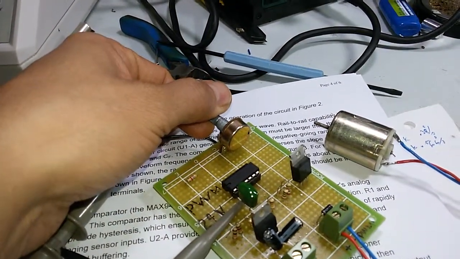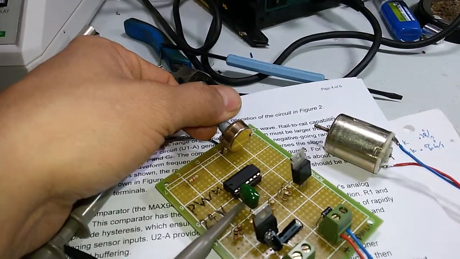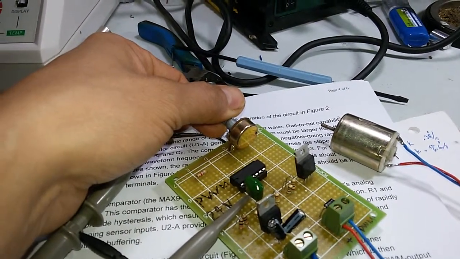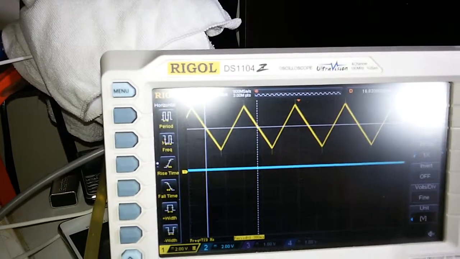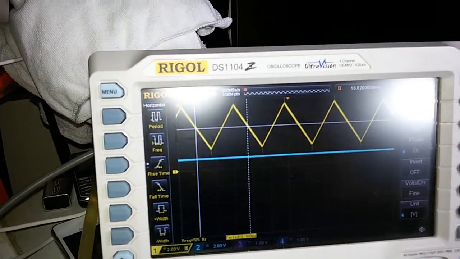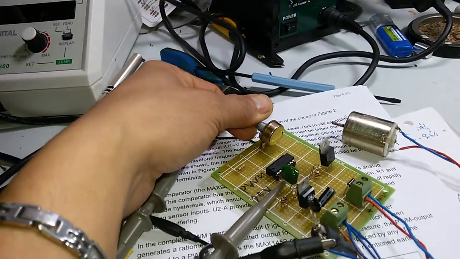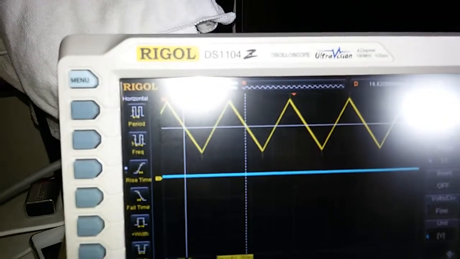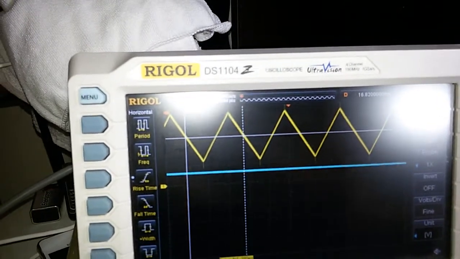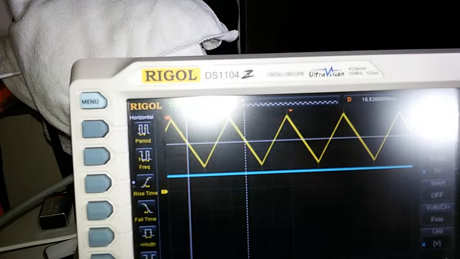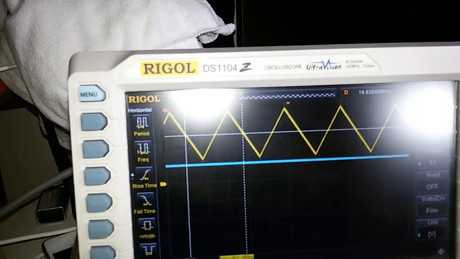Let's see and check the level of the control. So see, when I rotate the potentiometer, my voltage level will go high. Okay, so here, once the control voltage level touches the lower tip of the triangular wave, the motor will start to run.